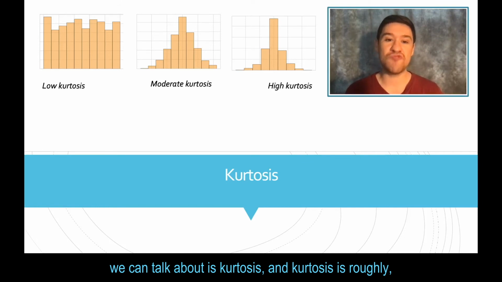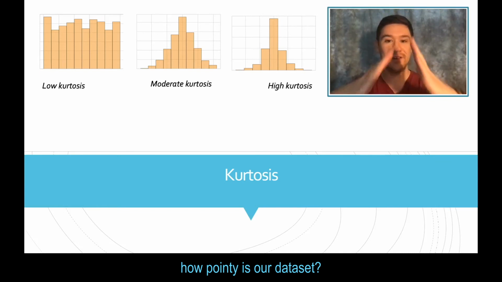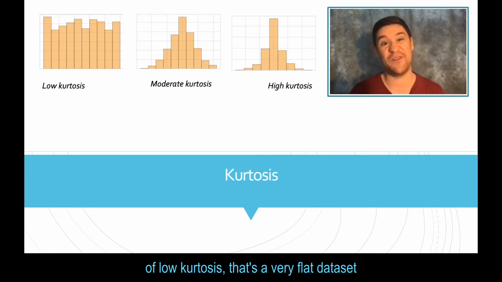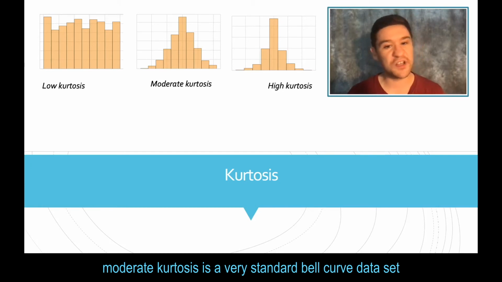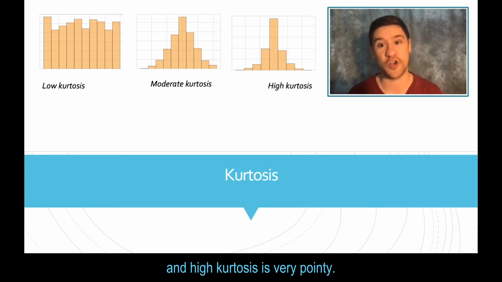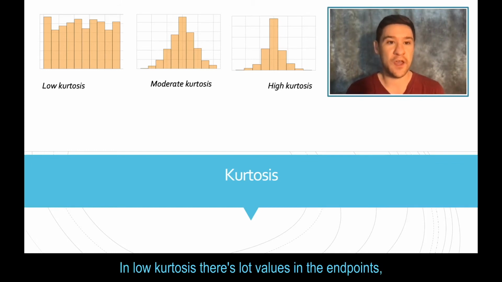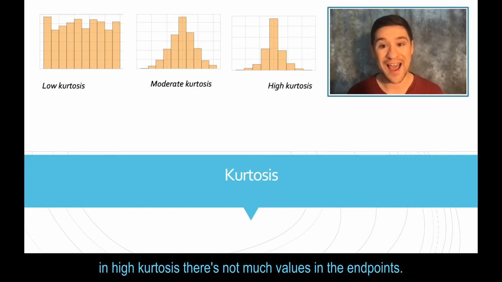And kurtosis is roughly how pointy is our data set. So you can see here I've given some examples of low kurtosis, that's a very flat data set. Moderate kurtosis is a very standard sort of bell curve data set. And high kurtosis is very pointy. A bit more formally, kurtosis is looking at the tails, the very end points of the data set. In low kurtosis, there's lots of values in the end points. In high kurtosis, there's not much values in the endpoints.